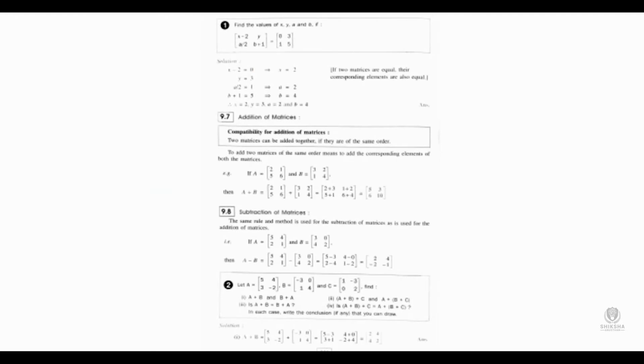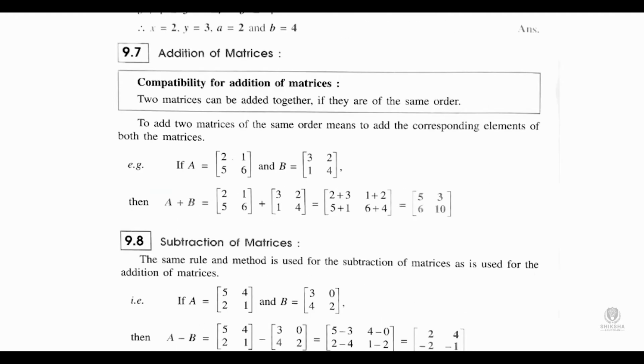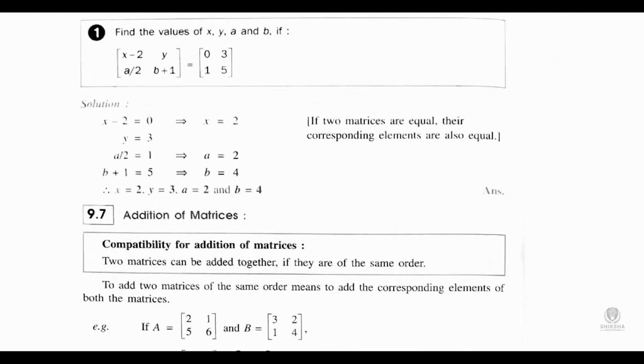Now let us take some examples and let us clear out with some processes of addition and subtraction.